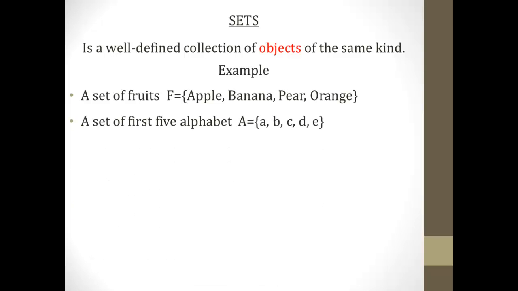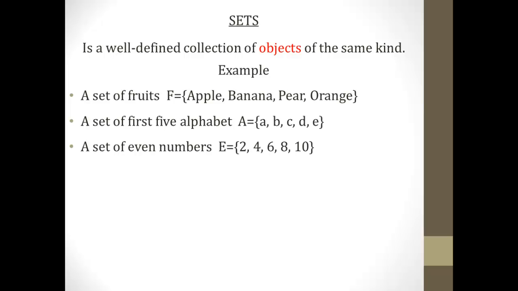Let's look at another example. We have a set of the first 5 alphabets. With the first 5 alphabets, we know that it is A, B, C, D, and E. So this becomes a set. And then we have a set of even numbers. When you talk about even numbers, we are talking about numbers that are divisible by 2, that is, they can be divided by 2. So we have a set E, which is equal to {2, 4, 6, 8}.